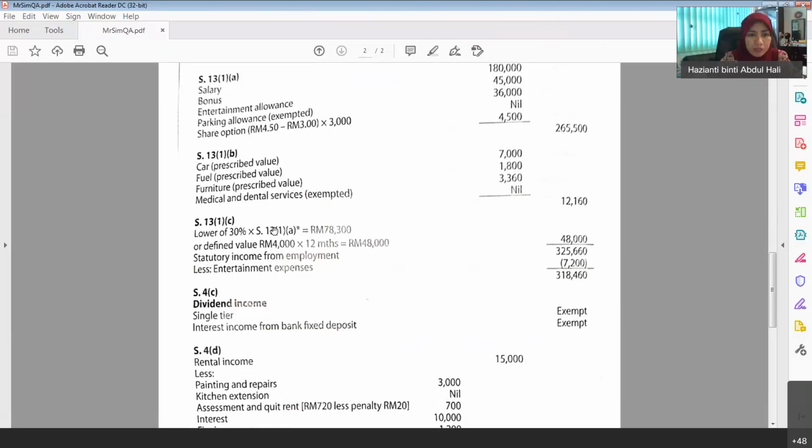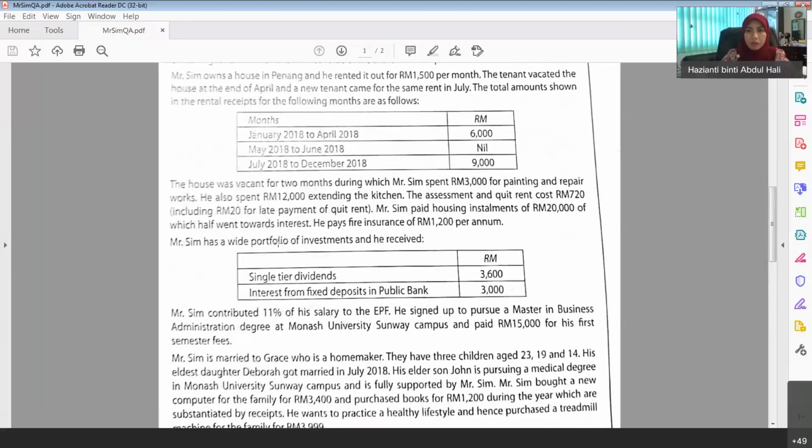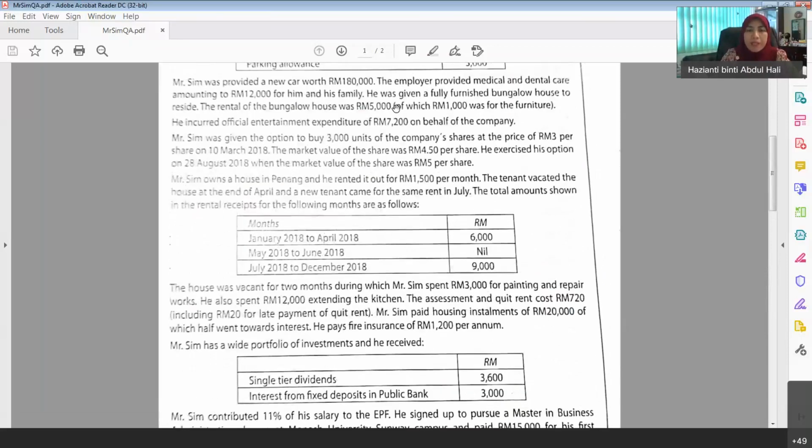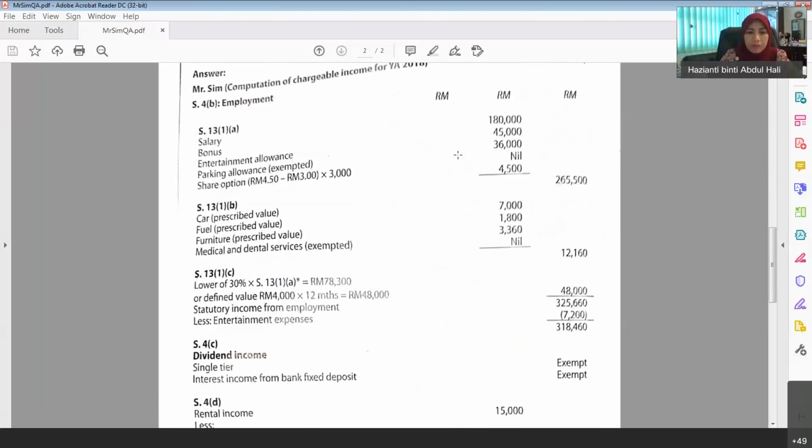So here, the amount used is actually 261,000. So times 0.3, we get 78,300. Any question for this one? Exclude the share option. Do not take this figure minus this one. Okay. So that will give us 78,300 or defined value. So when we look at the question here, he gets the house. Okay. Rental of 5,000, which includes 1,000 for the furniture. So 5 minus 1, 4,000. 4,000 times 12, 48,000. We will take the lower figure. So the lower figure is 48,000. So you total up everything.